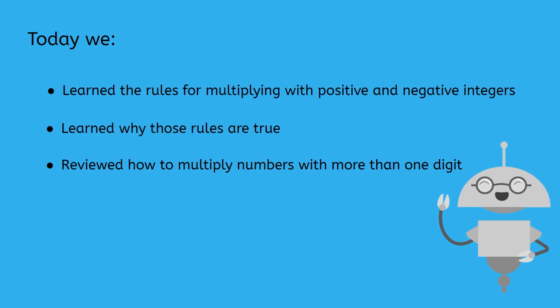Okay, mathematicians, let's check back in with our objectives. How did you do? Do you feel ready to multiply positive and negative integers? Do you understand why the rules are true? Can you multiply numbers with more than one digit? Great.